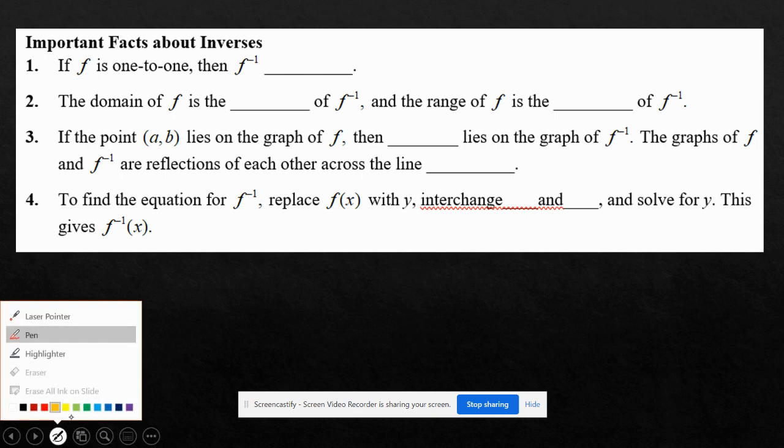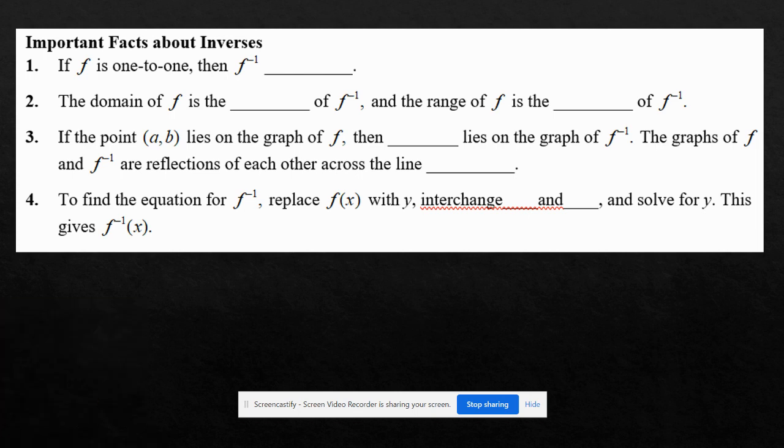Our last part is just a summary of everything that we've talked about. So if we find out that a function f is 1 to 1, then we know that an inverse exists. We can find it. The domain of the original function is the range of the inverse, and the range of the original function is the domain of the inverse. That's taking the x and y columns or coordinates in our ordered pairs and flipping them the opposite way.